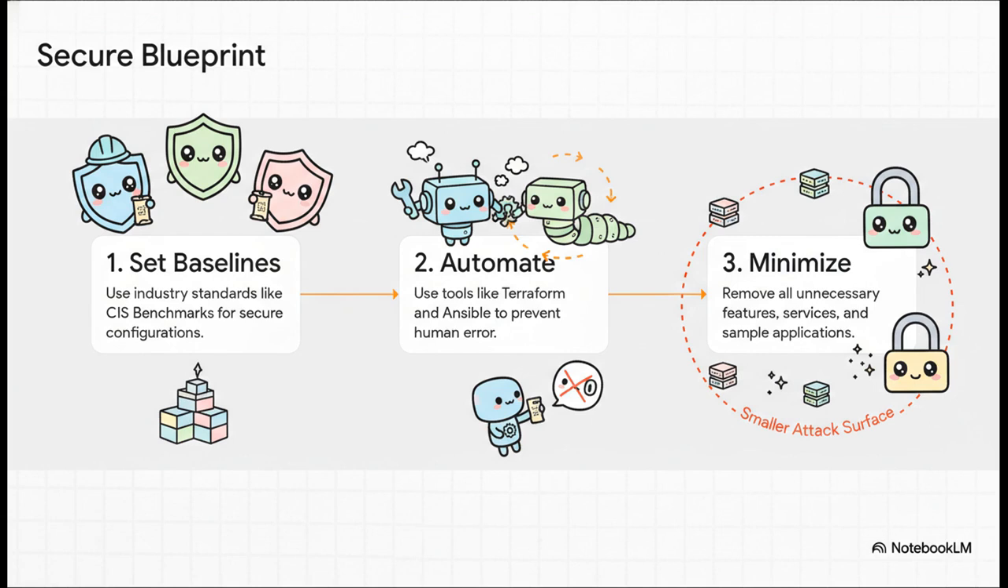Step 1 is all about starting off on the right foot. This means you need a repeatable, automated hardening process. You start by establishing secure baselines using industry standards, so you have a rulebook for what secure actually looks like. Then, you automate your deployments with tools like Terraform or Ansible. Automation is your best friend here, because it eliminates human error. And finally, you have to be a minimalist. If you don't need a port, a service, or a sample app, get rid of it. The smaller your attack surface, the safer you are.